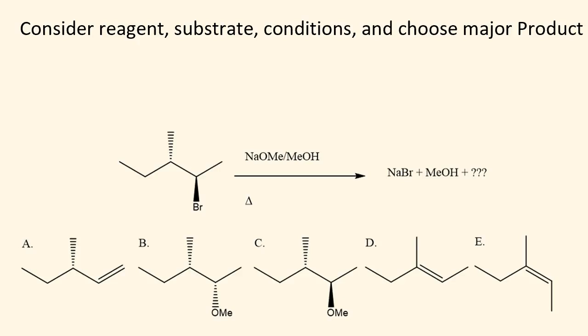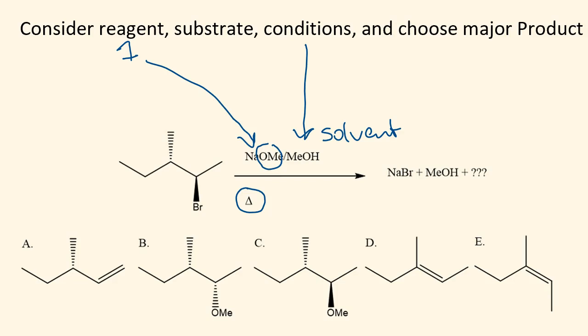When you get a multiple choice question like this, where you're given a reagent, a substrate, and conditions, and you're asked to choose the major product, go step by step. First, consider the reagent, which is methoxide. Then consider the conditions, two things, the solvent and the temperature.